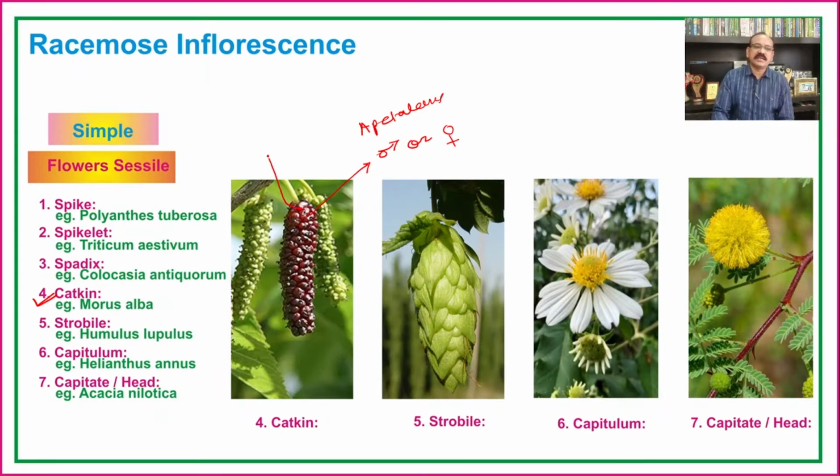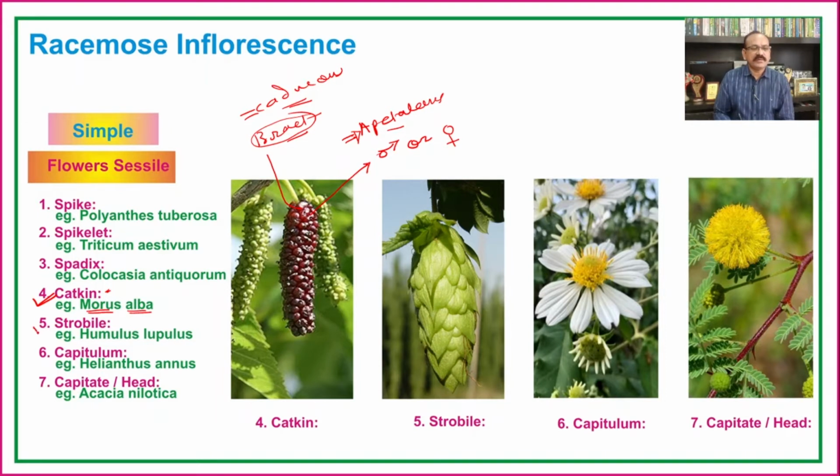Second characteristic, there is a development of a small scaly bract along with this flower, and these flowers or inflorescence are caducous. So we have to remember these three words which define the catkin type of inflorescence. So we can say on the central axis or the stem, when there is a development of apetalous unisexual flowers in the axil of small scaly bracts which are caducous, then that type of inflorescence is known as catkin. And the best example of the catkin is Morus alba, that is mulberry plant.